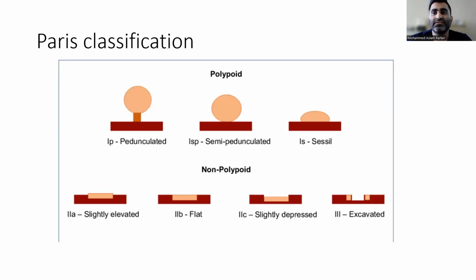So just a review on the Paris classification, which we use for polyps. We have polypoid lesions and non-polypoid lesions. In our polypoid lesions, we have pedunculated lesions, semi-pedunculated, and sessile lesions. I think with our neuroendocrine tumors, we must just remember the overlying mucosa is often normal, and there won't be any sort of a pit pattern with a normal adenoma.